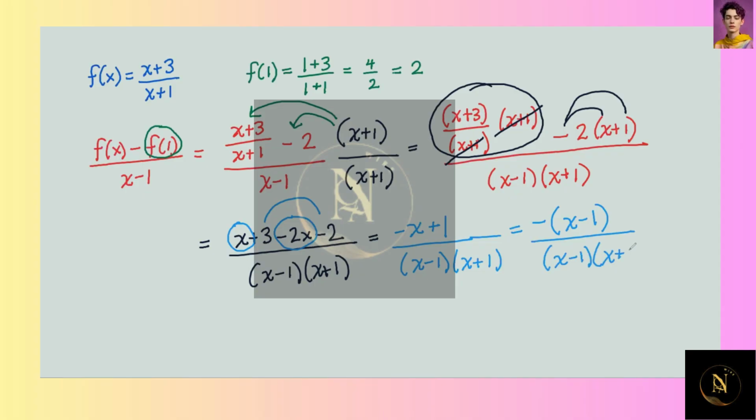So this problem really cleans up nicely. So I'm going to go ahead then and cancel the x minus 1 top and bottom. And so therefore we get our final answer, minus 1 over (x plus 1), as our simplified answer for our difference quotient.